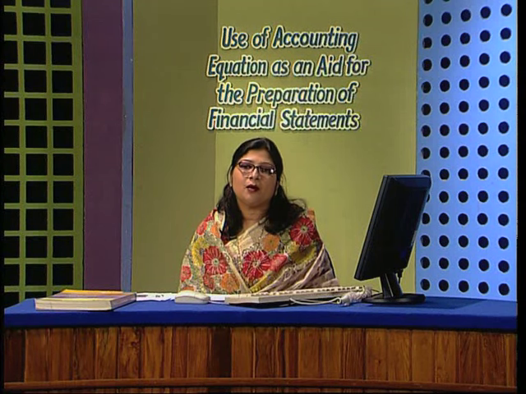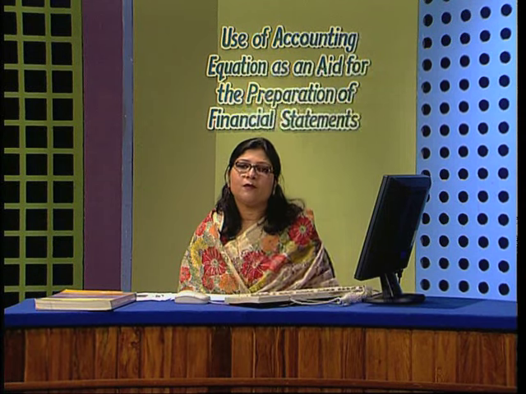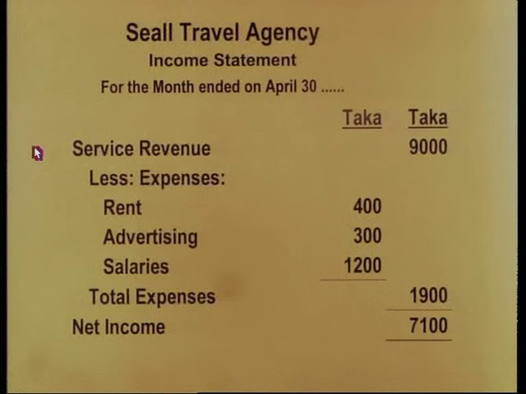When we prepare the income statement, we will consider the retained earning column. Remember, the retained earning column of the accounting equation has all the data and information for the preparation of an income statement. Total service revenue is taka 9000. From revenue, we have subtracted expenses. We have three different expenses: rent 400, advertising 300, salaries 1200. So the total expenses are 1900 taka, leaving a net income of 7100 taka for the year. So what we can learn from here is that only with the help of the retained earning column of the accounting equation, we can prepare an income statement.